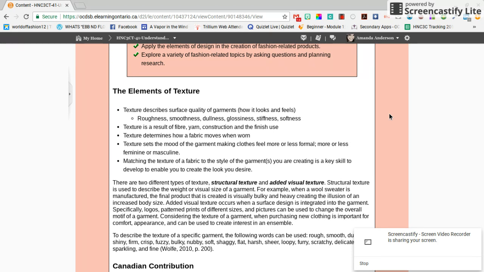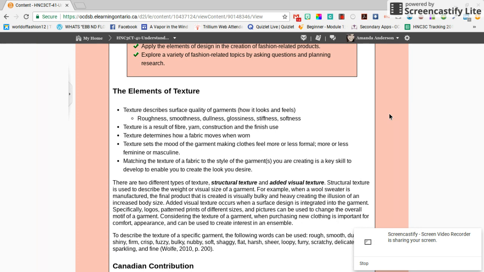Texture describes what a garment looks like, the surface, and how it also feels if you're actually able to touch it. So does it look rough? Does it look glossy? Is it stiff? Does it look soft? And texture happens when you use certain fibers, yarns, and when you finish the fibers in a certain way or you construct them in a certain way. So designers have total control over the texture of the garments that they want to create.